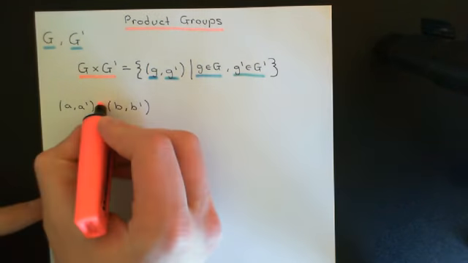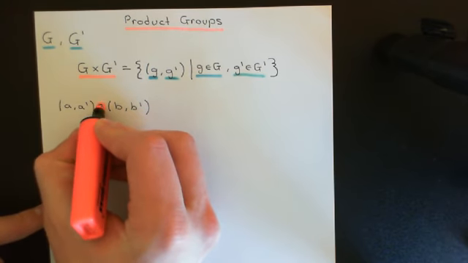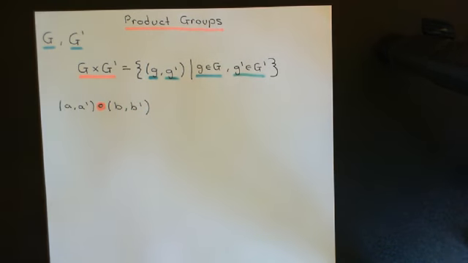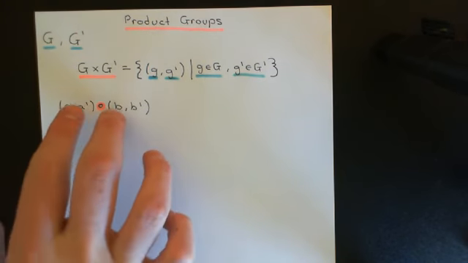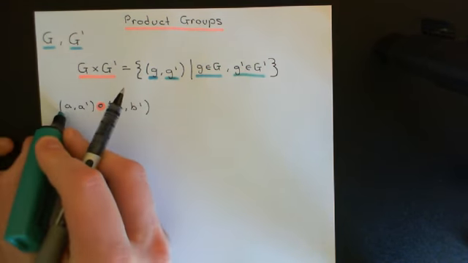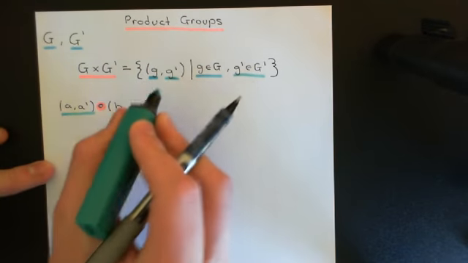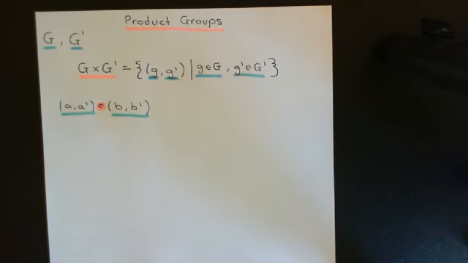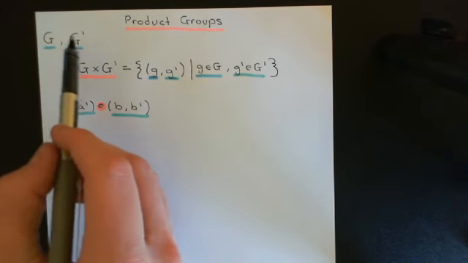Okay, and this composition here is now the composition that I am defining, so pay close attention. This is a definition that I'm making here. So this is the composition in the product group that I'm about to define. So how am I going to define the composition of these two elements of this set together? Well, I'm going to define it using the composition laws that we had on these groups.